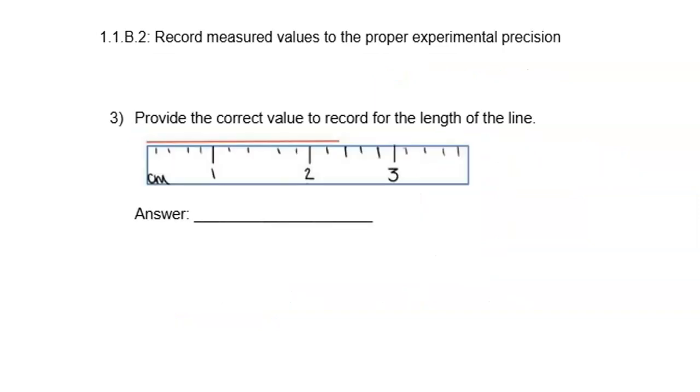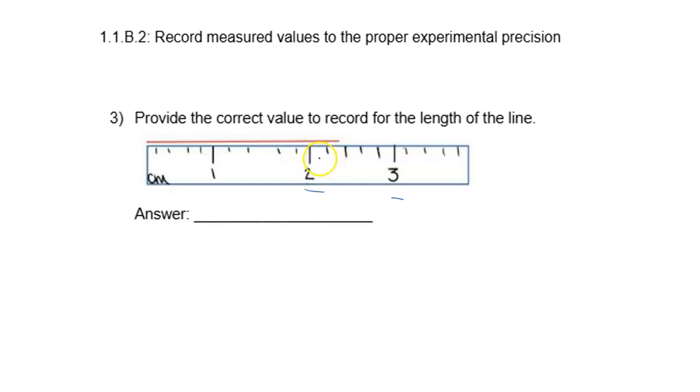Moving on. I believe, at least in my class, this one gave people the most trouble. We want to record measured values to the proper experimental precision. What we have here is a red line, and we're trying to estimate where that line ends. We have to look at what our incremental values are. This is a 2, and there's a 3. There are 1, 2, 3, 4, 5 increments to go from one to the other. That would make each increment 0.2.